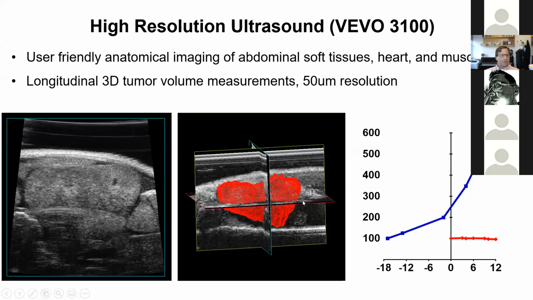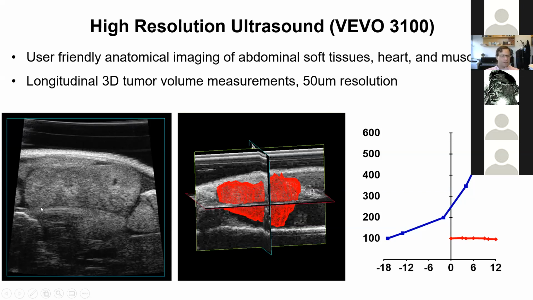Switching now to high resolution ultrasound. And it's funny, within the imaging community, for whatever reason, cross-sectional imaging tends to be more respected than something like ultrasound. And I gotta say, I absolutely love ultrasound. I find it to be one of the most helpful and useful imaging technologies, and also very versatile and facile in its applications. And so it can be used for simple things like anatomical imaging of soft tissues in the abdomen, the heart, or muscle of an animal.